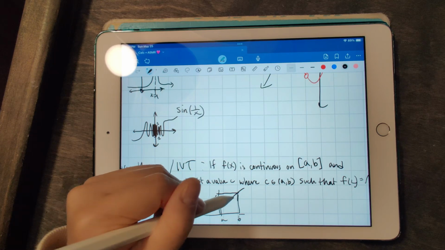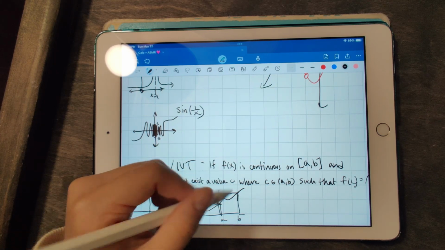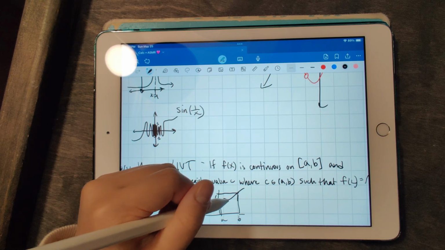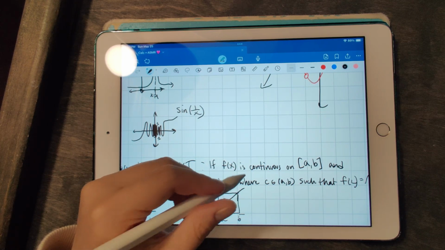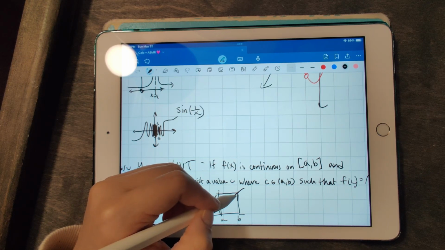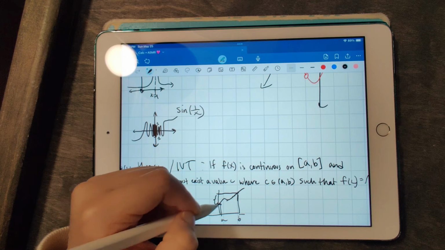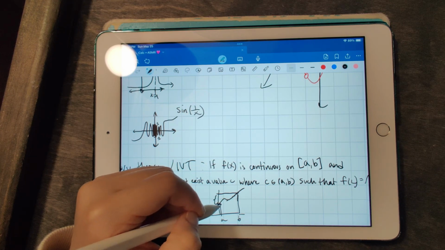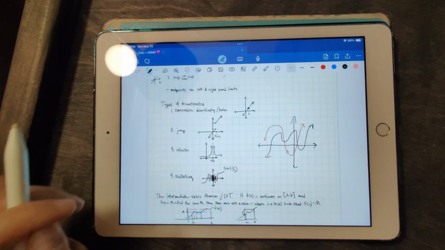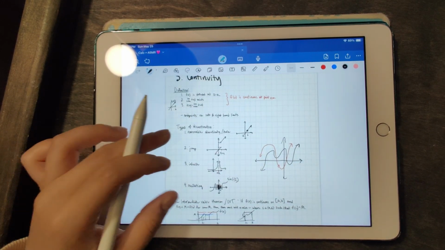Essentially, you can tell it's continuous, right? You can't lift up your pen, so there has to be an x value such that f of x is equal to all the numbers between f of a and f of b. That's the intermediate value theorem. It's a really important theorem to know how to apply.